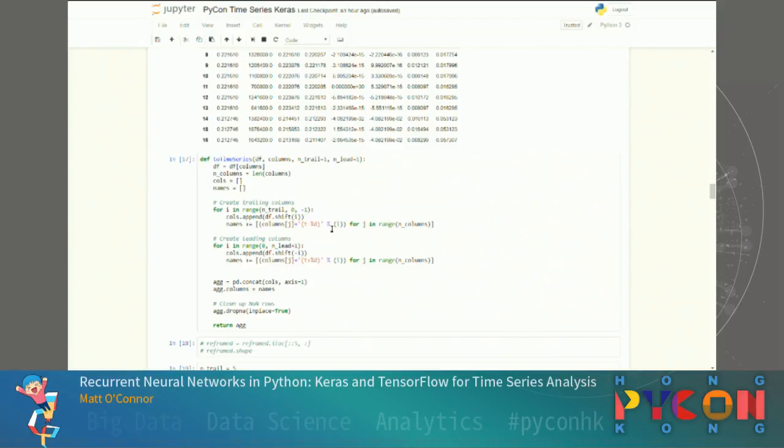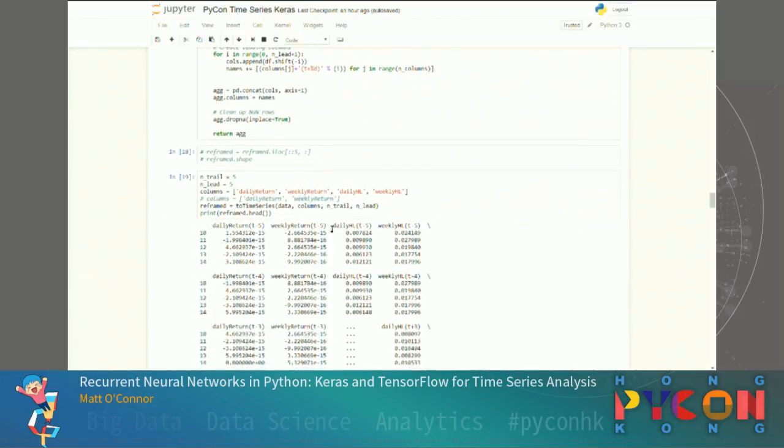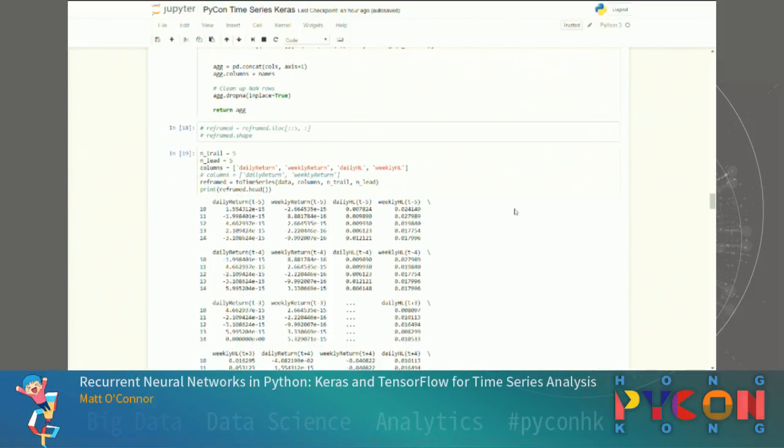And so what we're going to do is actually format our data in such a way that we actually get, maybe it's easier to show the output first before we talk about the function. Okay. So here we have trailing days is 5, leading days is, or periods, but in this case it's daily data, so days. Leading is 5, and we're grabbing columns for daily return, weekly return, daily high-low, weekly high-low. So what you're seeing here is we're calling this function to time series.